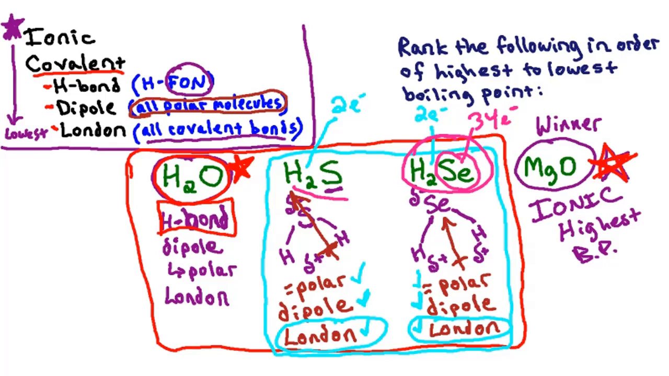So in order of boiling points from largest to smallest, we have the magnesium oxide, because that's an ionic bond, and then we have the H2O, because that's a hydrogen bond, and then we have hydrogen selenide and hydrogen sulfide. And that is in order of boiling points. So the highest boiling point would be the magnesium oxide, and the lowest boiling point would be the hydrogen sulfide.